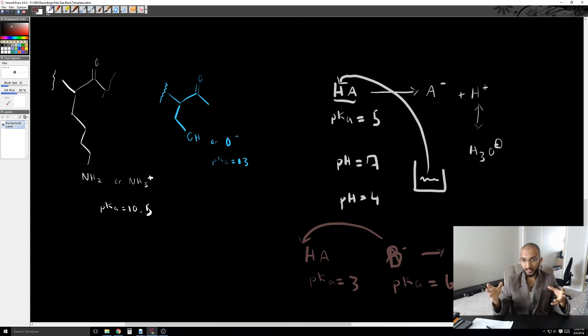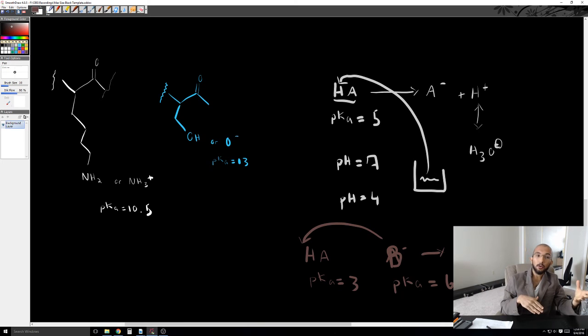Well, higher is more basic, more likely to grab a hydrogen. Lower is more acidic, more likely to give up a hydrogen. Or lower is holding on to the hydrogen weaker, and higher is holding on to the hydrogen stronger. So in a fight, you know who wins, basically.